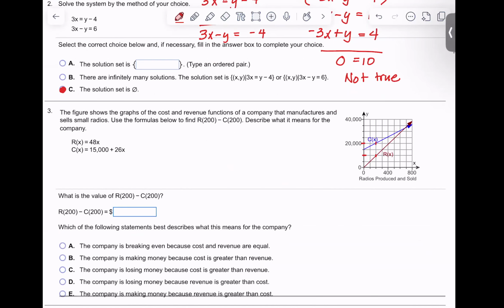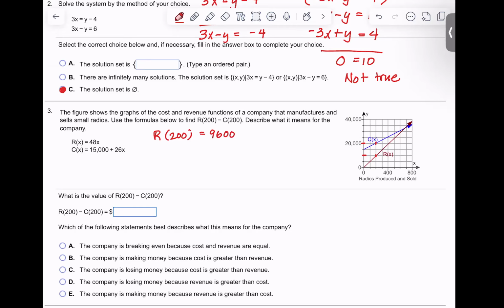So I'm going to evaluate the revenue at 200. So I'm going to take my handy dandy calculator out and I'm going to multiply 48 times 200 and get the revenue. $9,600.